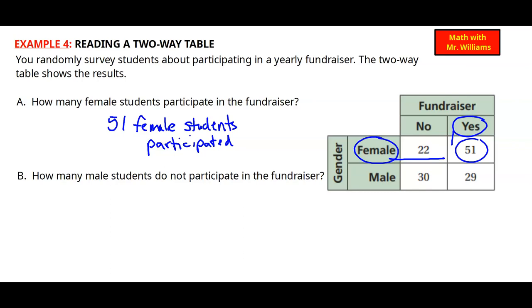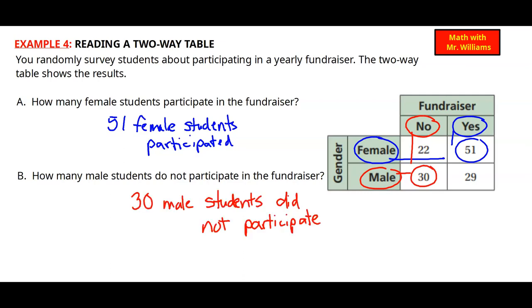B. How many male students do not participate in the fundraiser? So this time, we're looking for male and the ones that did not participate. So you can see the no and the male end up being 30. So 30 male students did not participate.